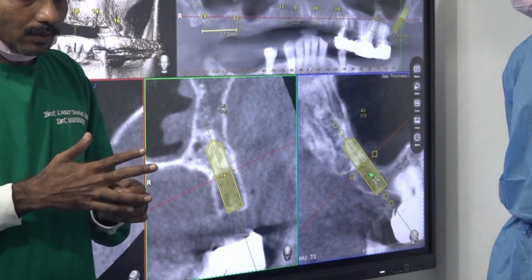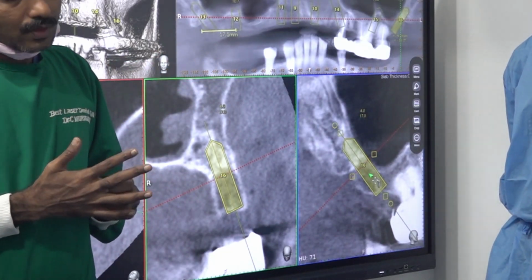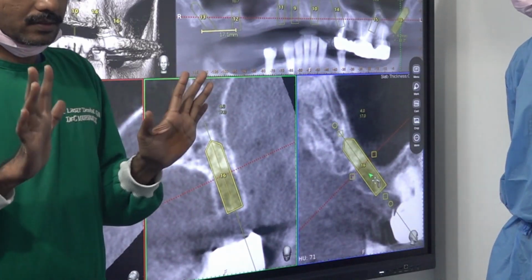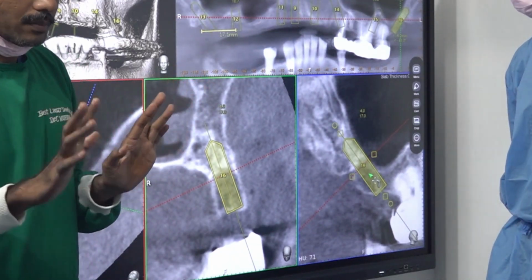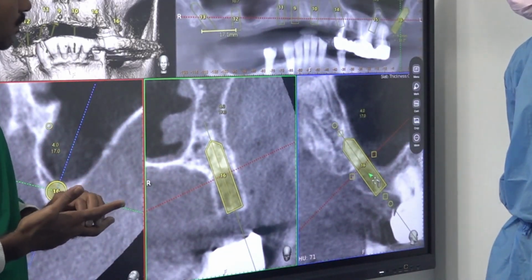15 degree they are giving angulation. Yes. So the other one is somewhat completely straight. That is straight. Only by bending you can adjust some.